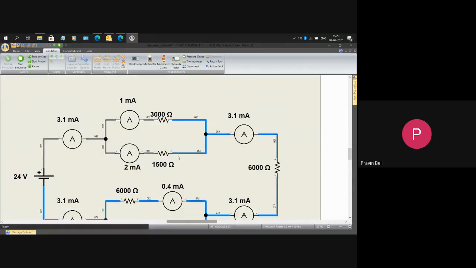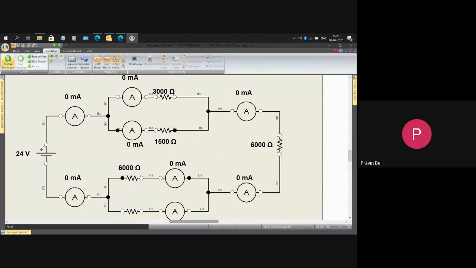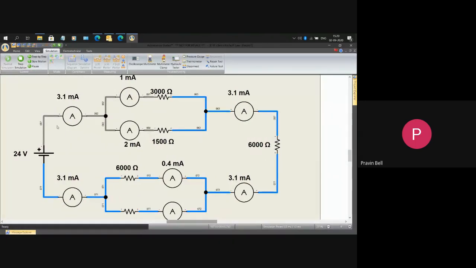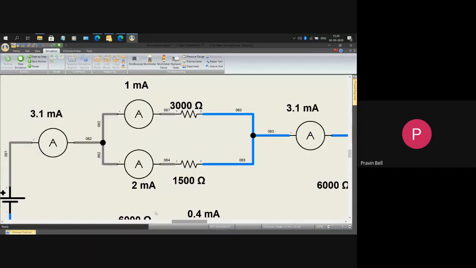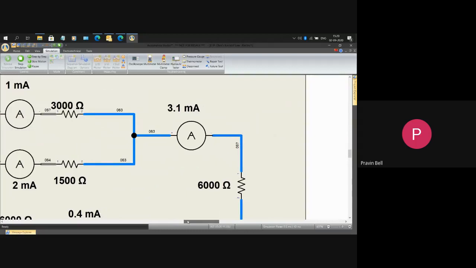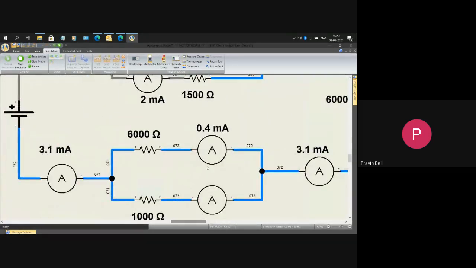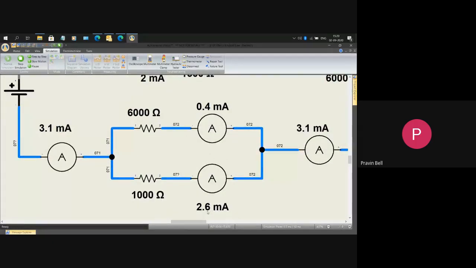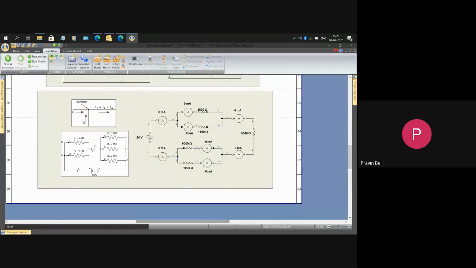I'm not getting into detail because we're running out of time. But yes, if I simulate these circuits, they give these values. So 3.1 milliamperes is coming to this particular parallel segment. And you can see on the ammeters, 2 plus 1 is equal to 3. And 3 is what is leaving the entire loop, coming back here as 3.1 milliamps. Again, 0.4 and 2.6 is equal to 3. So that is the entire loop. This verifies your Kirchhoff's law. It could be current law or voltage law.